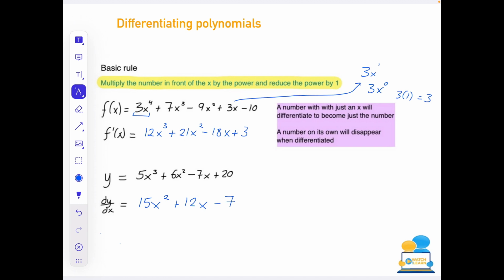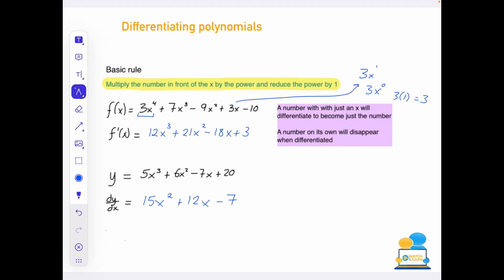Okay, so they are our rules for polynomials. It's really, really important that you can do that quite quickly and accurately as well. If you are rusty on that, I wouldn't go any further in the video. I'd make sure you know how to do that before we keep going.